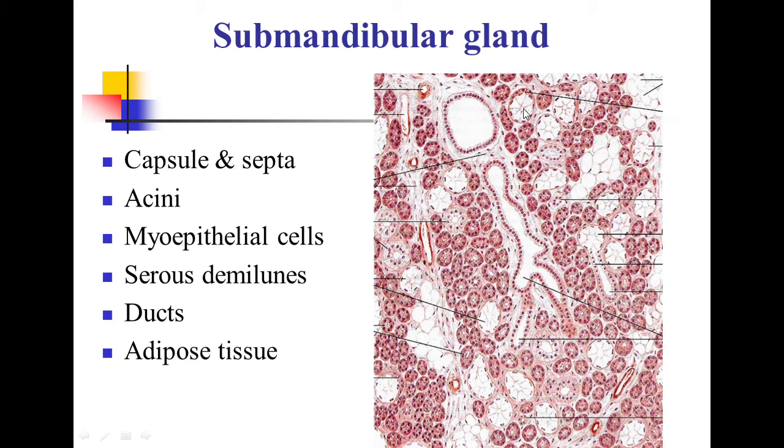Remember, the serous demilunes are seen in mixed salivary gland. So in submandibular gland or mixed salivary gland, you can see the serous demilunes. So serous demilunes means the mucous acinus is capped by cells of serous acinus.